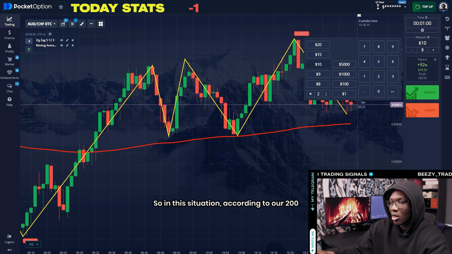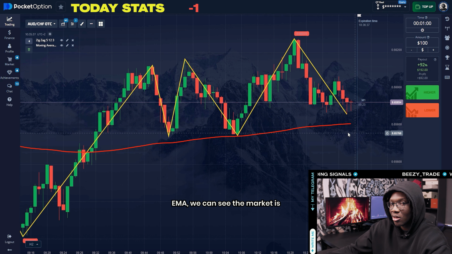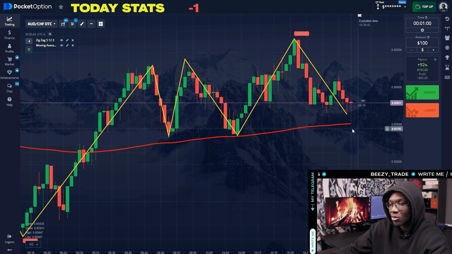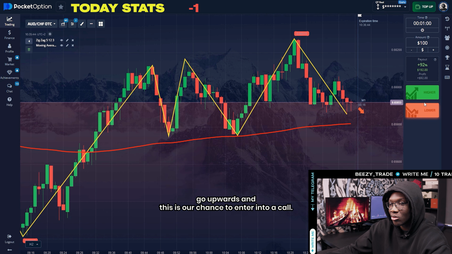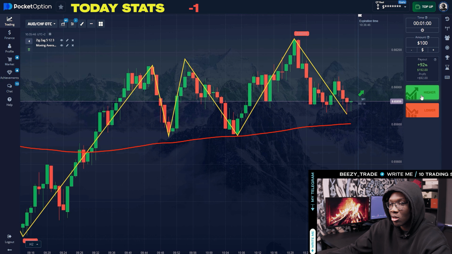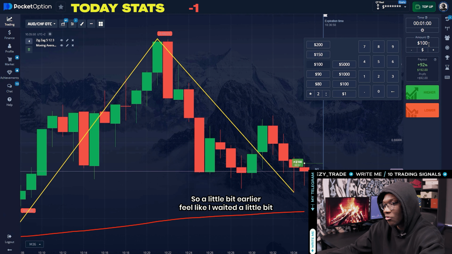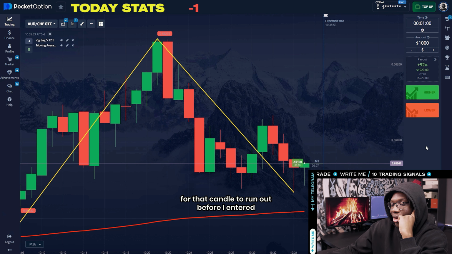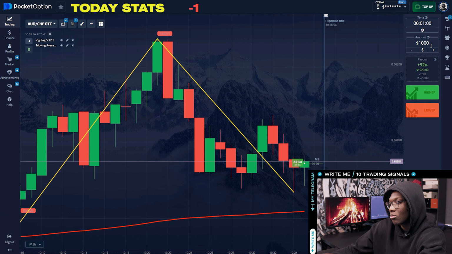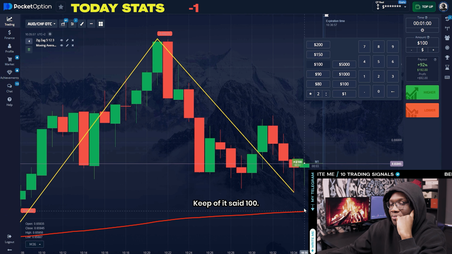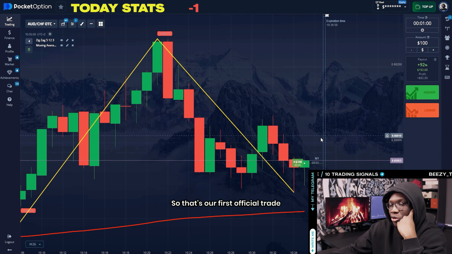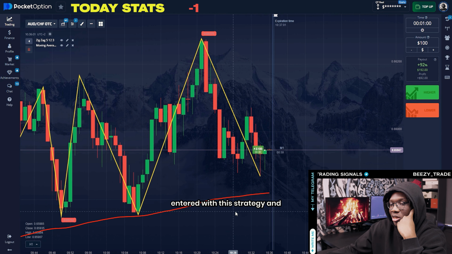So in this situation, according to our 200 EMA, we can see the market is going to go upwards, and this is our chance to enter into a call. So we'll enter a little bit earlier. I feel like I could have waited a little bit for that candle to run out before I entered. So that's our first official trade we've entered with this strategy.